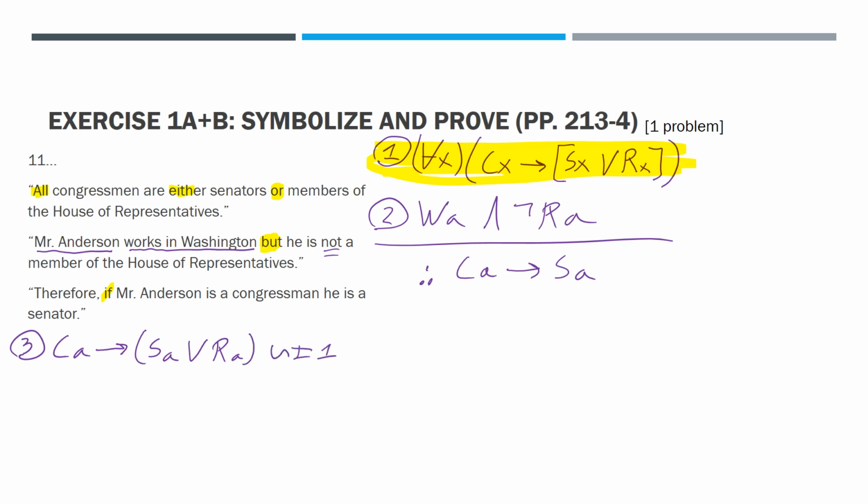In other words, if Mr. Anderson is a congressman, then Mr. Anderson is a senator, or Mr. Anderson is a member of the House of Representatives. Okay.